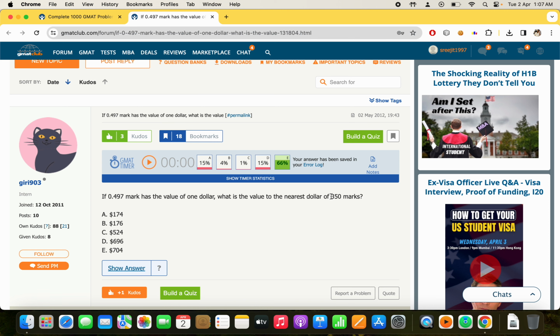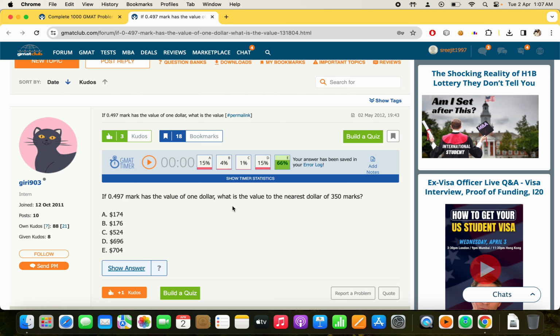Well, okay. So let's solve it in the unit method. 0.497 has $1. So 1 mark is basically 1 by 0.497. I think this will make it simple. And 350 marks is basically 350 by 0.497.